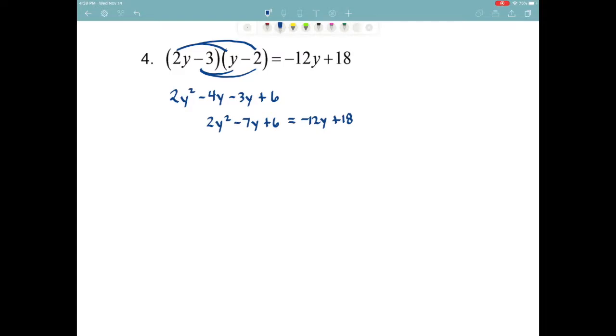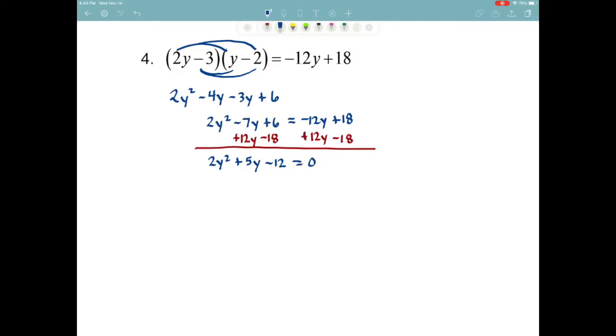Because this is quadratic, we want to make sure that we set it equal to 0. So we're going to add 12y to each side. We're going to subtract 18 from each side. We have 2y squared plus 5y minus 12 equals 0.